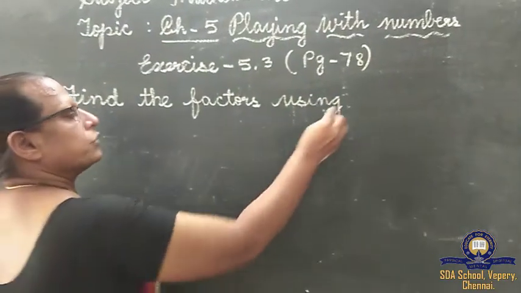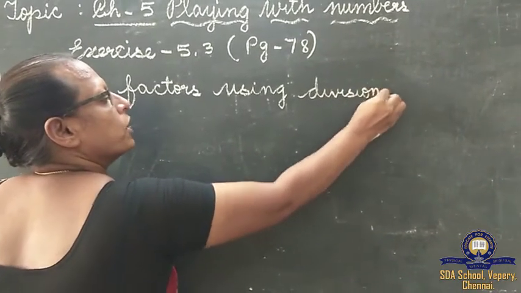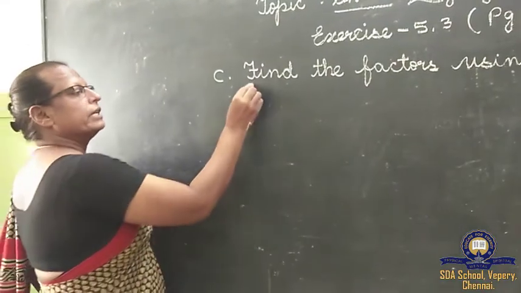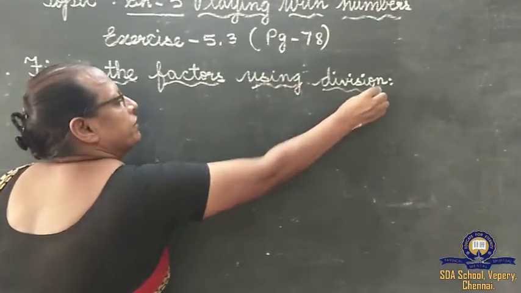You have to practice at home. That's the only solution for you. You have to do the sums always. You have to do it again and again so that it will be very easy for you. Find the factors using division.